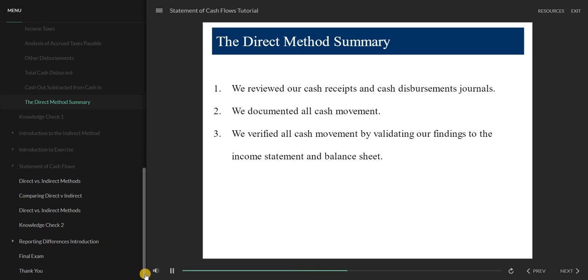By now, you're probably seeing the complexity and the intricacy of completing a statement of cash flows using the direct method and are asking yourself, isn't there an easier way? After a brief knowledge check to make sure you understand the direct method, we'll look at the indirect method, which many consider to be a bit more sensible approach to creating a statement of cash flows.